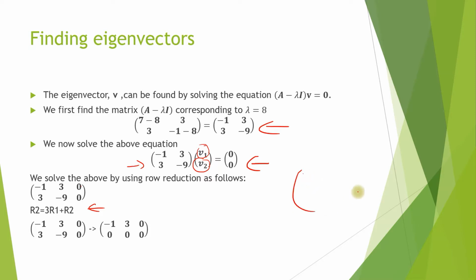For example, if you have 1, 0, 2, then you want the next leading coefficient, 1, to be just one position to the right of the one above it, and this one should be 0.